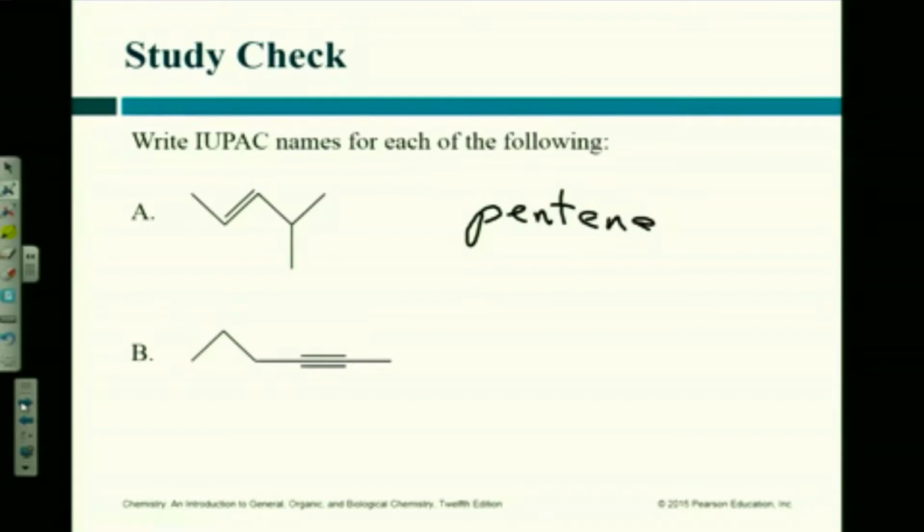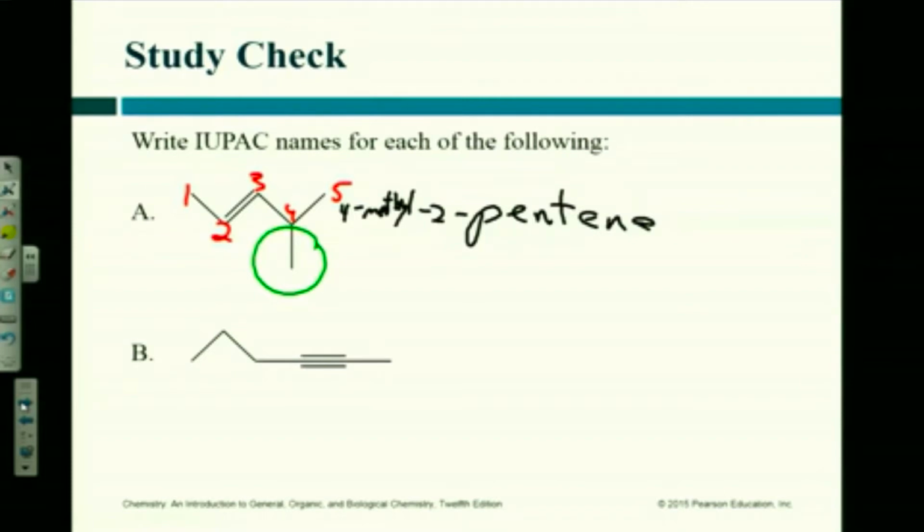Here's the key now. We always start numbering from the end closest to the double or triple bond. So this is 2-pentene, right? Because the 2 tells me where the double bond is. What do I have left here? That right there. What is it? It's a methyl group, isn't it? And where is that methyl group? 4. It's on the 4 carbon. So this is 4-methyl-2-pentene.